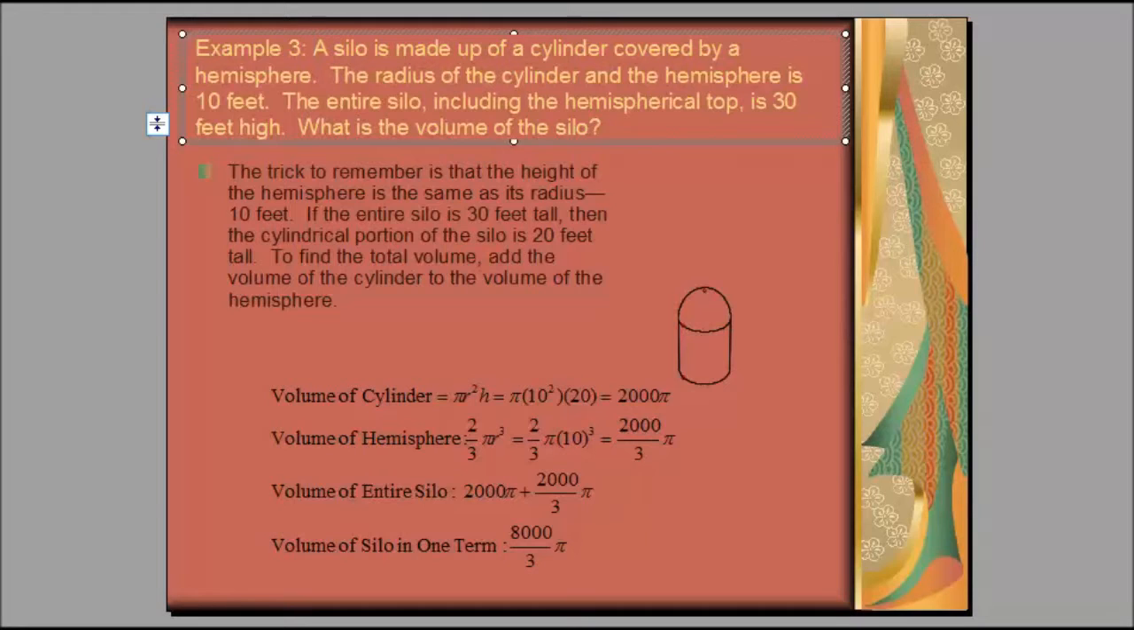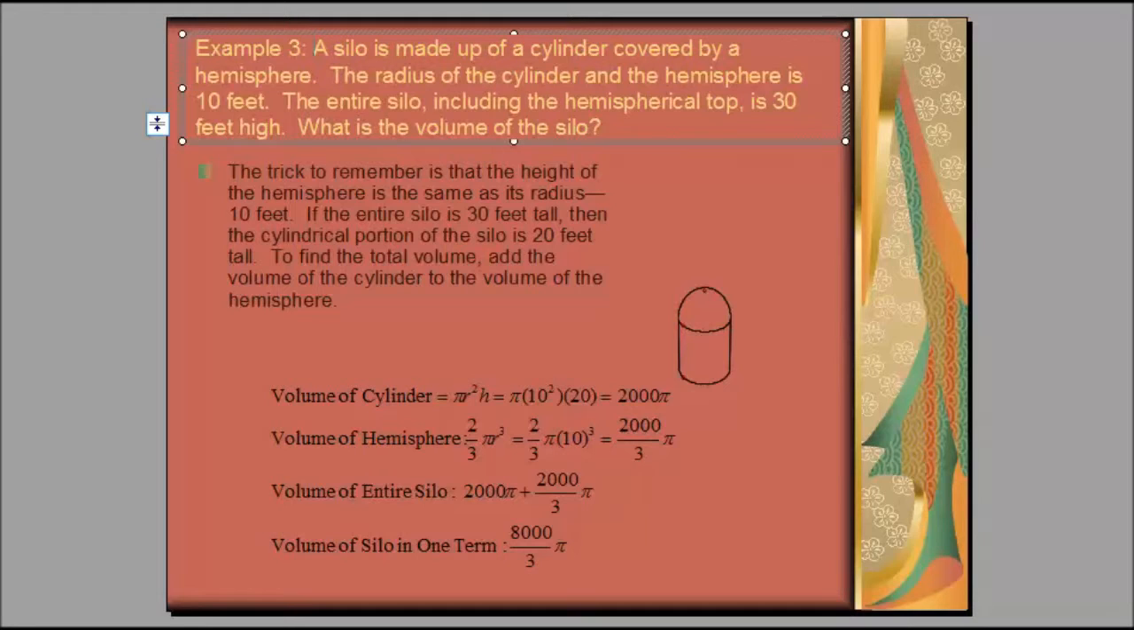To find the total volume, add the volume of the cylinder to the volume of the hemisphere. The volume of the cylinder equals pi r squared h. Recall that the radius is 10 and the height is 20. This gives us pi times 10 squared times 20 equals 2,000 pi. The volume of the hemisphere equals 2/3 pi r cubed, which is 2/3 pi times 10 cubed. And doing the math gives us 2,000 pi over 3.